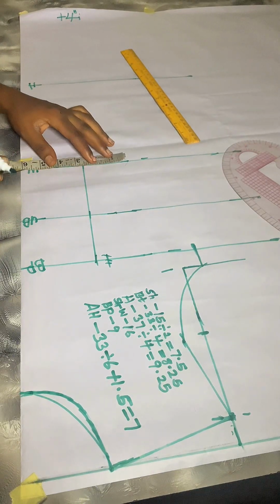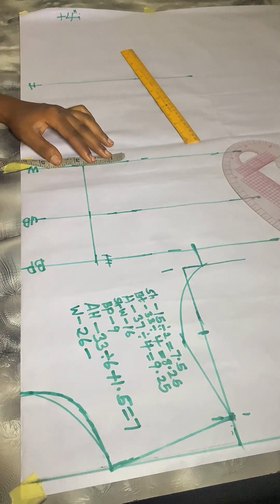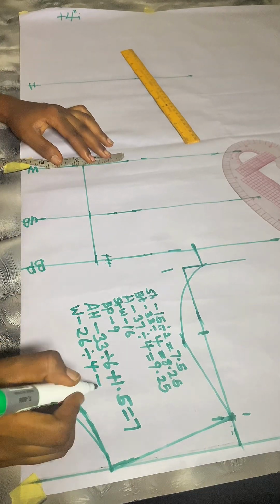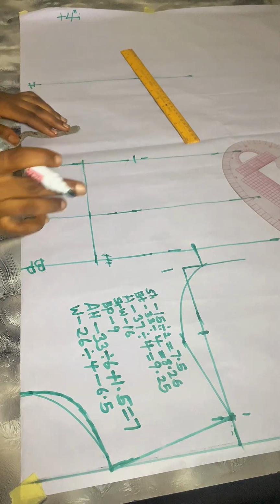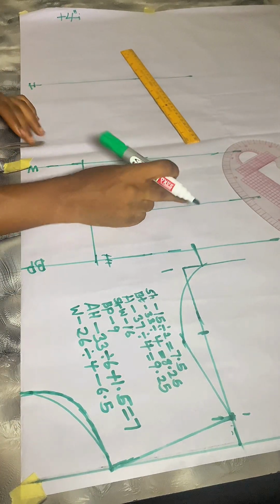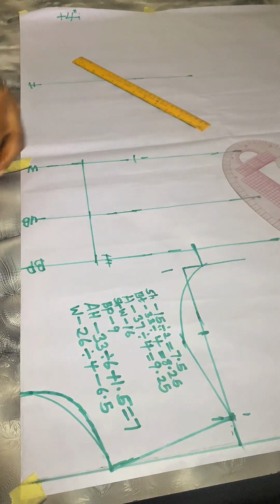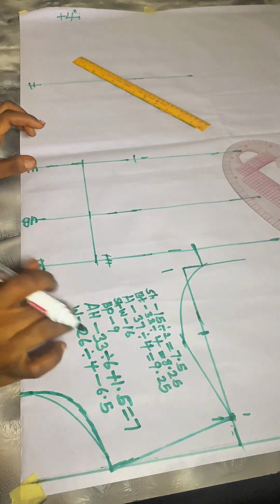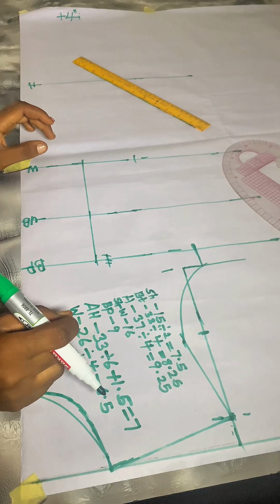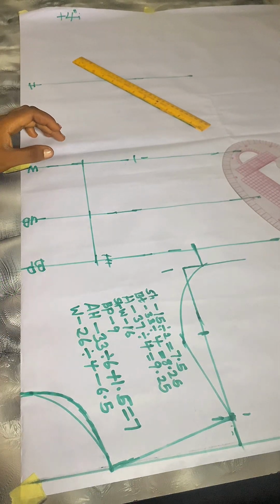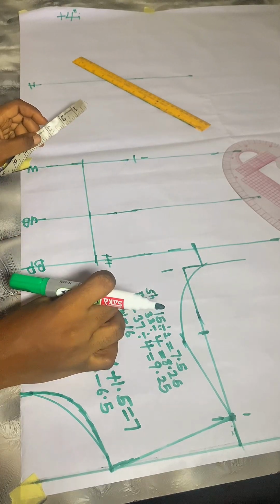Then our waist is 26. 26 divided by 4 is 6.5. So 6.5. I said we are not adding the sewing allowance. I'm going to add the sewing allowance when I'm cutting the fabrics. And because this gown, I said there's going to be a dart, because we are putting the dart at the waist.